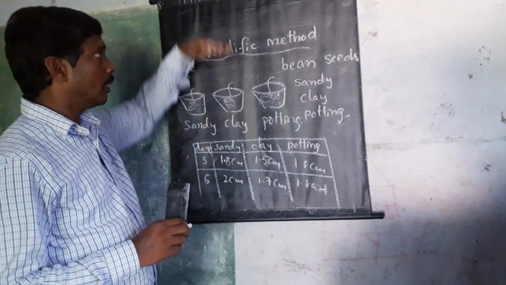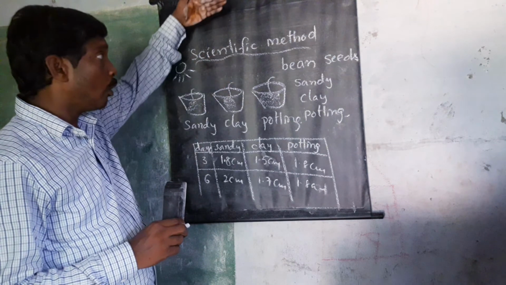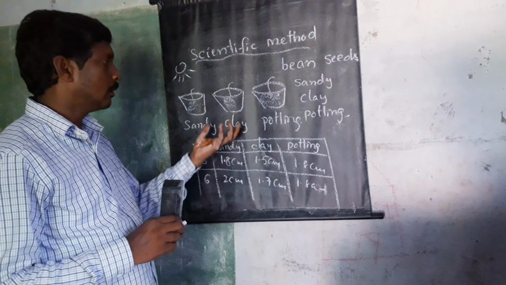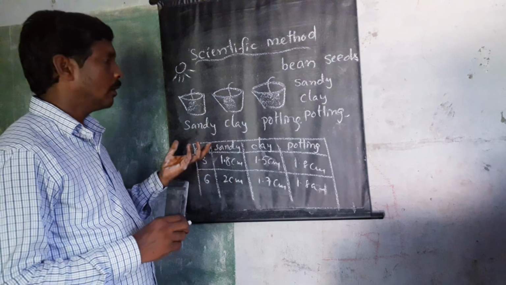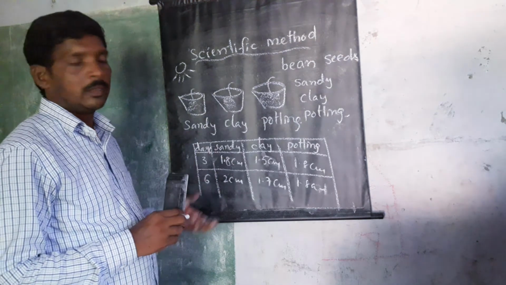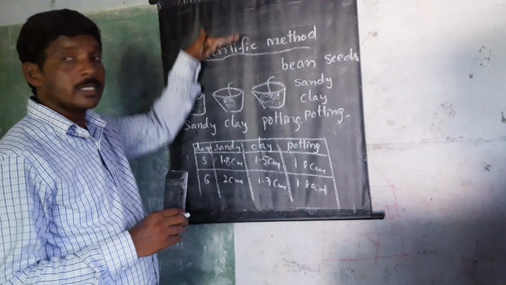This is the scientific method. Scientists follow these steps. For example, Arvind collected the information, conducted the experiment, and concluded the experiment, whether successful or not. This is the scientific method.